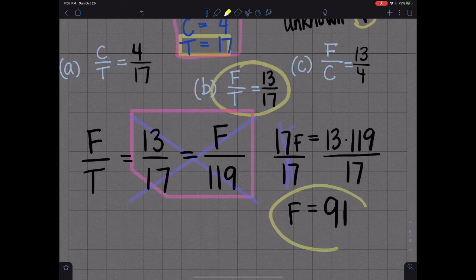Okay, so that means the number of fish, if the total is 119, it's going to be 91 fish. And that makes sense because there's way more fish than crabs. So if you have a total of 119, it makes sense that there's going to be 91 fish.